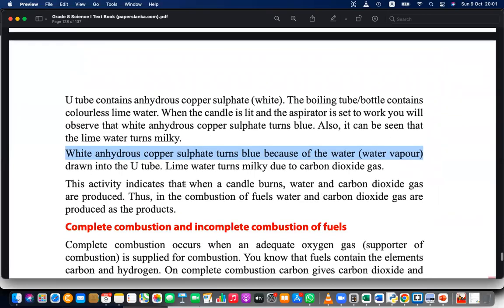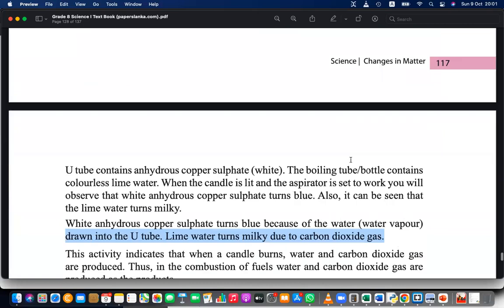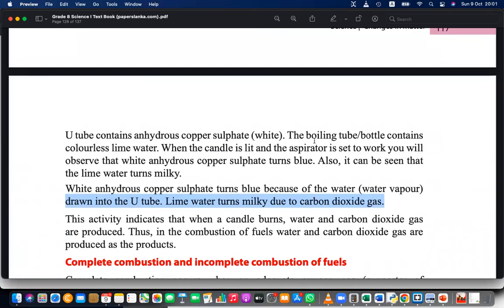Here the activity indicates that when the candle burns, this tube contains anhydrous copper sulfate. The other tube contains colorless lime water. When the candle is lit and the aspirator is set to work, you will observe white anhydrous copper sulfate turns blue. Also, you can see the lime water turns milky, or white. So white anhydrous copper sulfate turns blue because of the water, and the lime water turns milky due to the carbon dioxide gas.